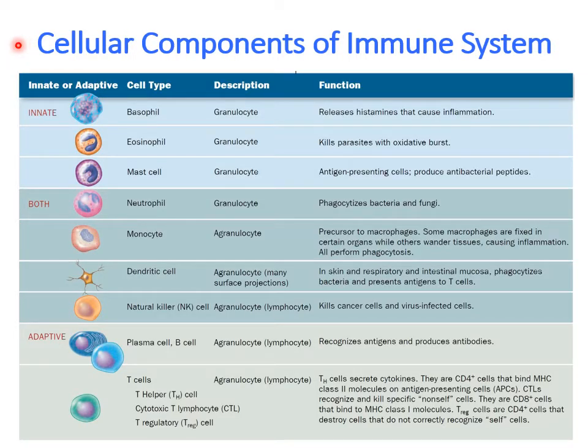This table shows the immune cells involved in the immune system. In the innate system, it has basophils, eosinophils, and mast cells. All these cells are non-specific and can bind to a broad range of pathogens. Neutrophils, monocytes, dendritic cells, and natural killer cells are also non-specific towards pathogens. However, they also play an important role in stimulating the adaptive immune response. For the adaptive immunity, B cells differentiate to plasma cells that produce antibodies. Activated T cells secrete cytokines that regulate the immune response.